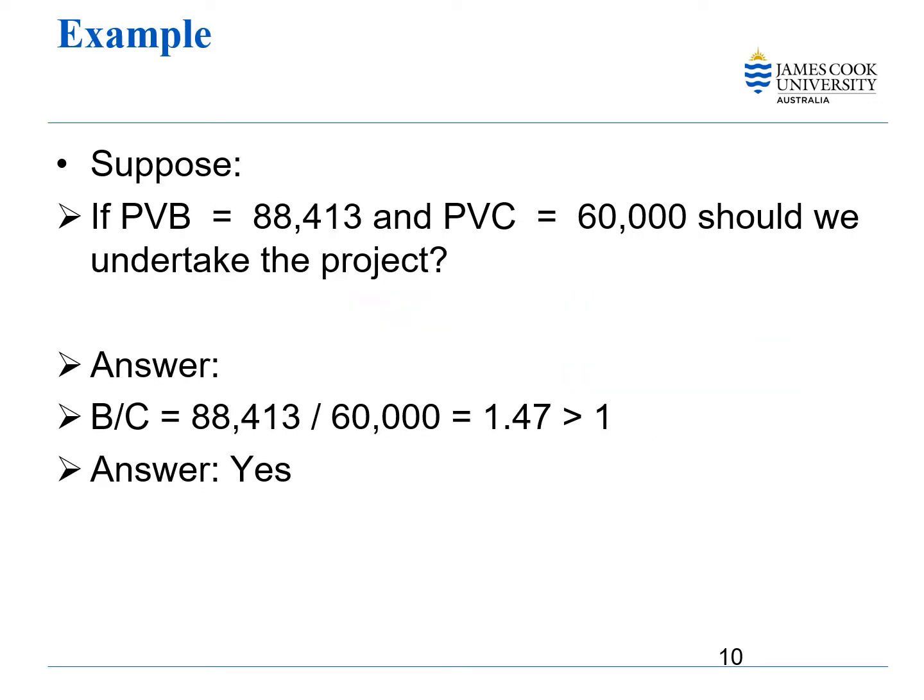Let's look at examples. Suppose the present value of benefit is computed as $88,413 and the present value of cost is $60,000. Then should we undertake this project? Let's compute the benefit cost ratio. 88,413 divided by 60,000. We get 1.47, which is greater than 1. So using the benefit cost ratio decision rule, we say that this project is good. We should do this project.